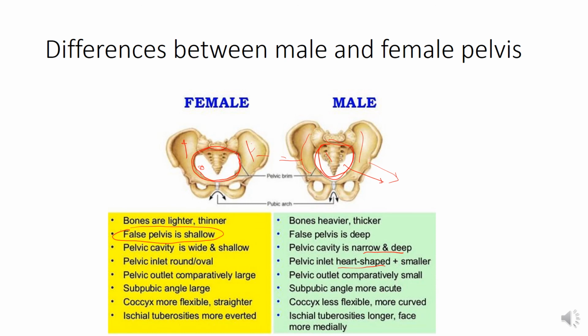Now the subpubic angle, this is the subpubic angle. You can see here it is large in the female, while in the male it is narrow. In females, the ischial tuberosities are more everted towards the outside, facing outside, while in males the ischial tuberosities are longer and face more medially, inside towards the pelvic cavity.